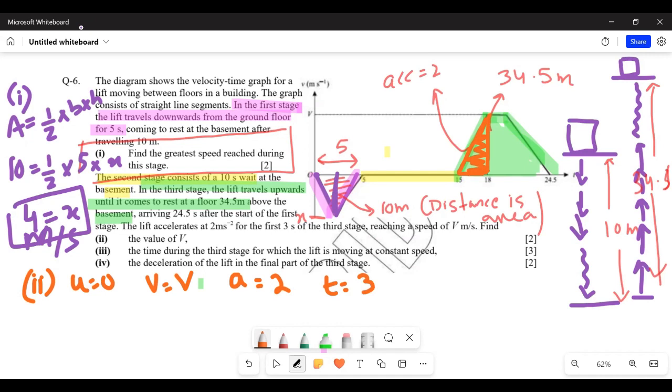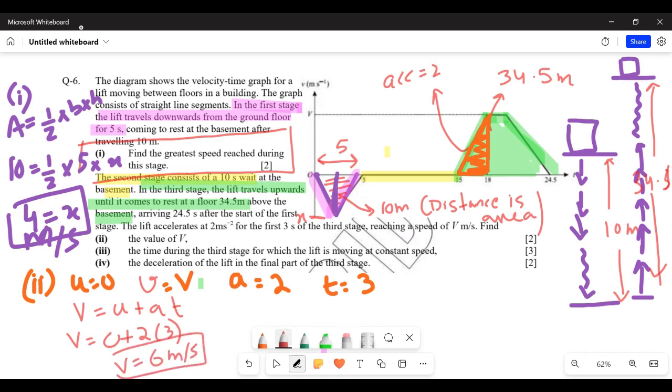So now we can use an equation of motion to find the value of capital V. Okay, so we can use V equals U plus AT. So V equals 0 plus 2 times 3. So V is equal to 6 meters per second. So this highest value of speed is 6.